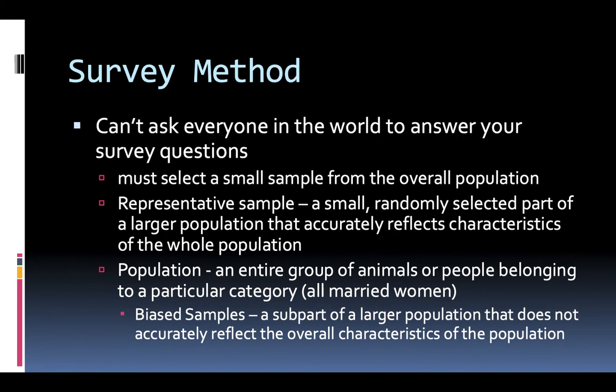And we have to be careful about biased samples. These are subparts of a larger population that do not accurately represent the overall characteristics of the population. So there's a good example of a newspaper doing this wrong about 100 years ago. There was an election, and you probably have heard of this guy, President Truman. In that election, it was happening right around the time that telephones were coming into the household. Now, newspapers were still the way that people got their news.